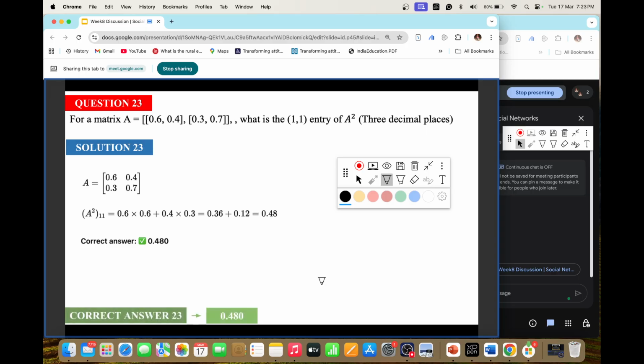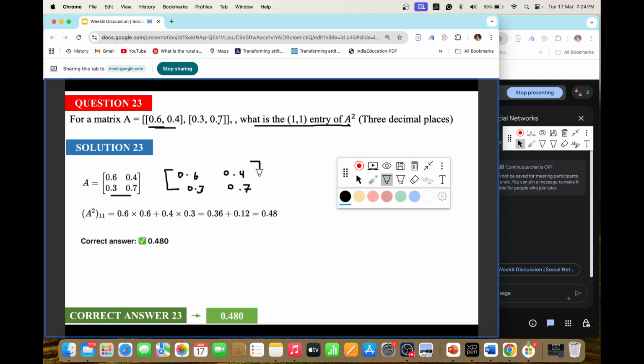Okay, so this is the matrix. 0.6, 0.4 is the first row and 0.3, 0.7 is the second row. What is the 1,1 entry of A squared? So very easy, you just have to multiply the matrix with itself, that is 0.6 and 0.3, and 0.4 and 0.7. Just multiply the matrix.